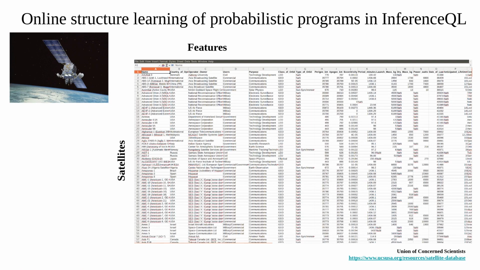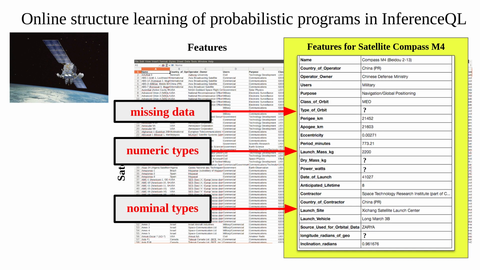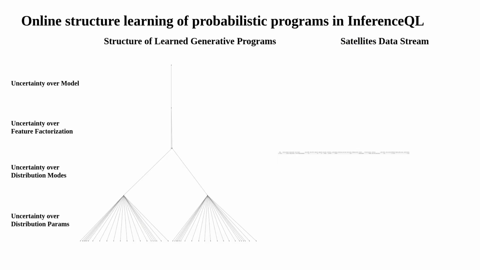Unlike traditional probabilistic programming systems, InferenceQL, if provided with a data table, automatically learns probabilistic programs modeling this data. The data here is from a citizen science project on Earth satellites. Every row is an Earth satellite, and columns are features about the satellites recorded by volunteers. This data is messy. It contains missing values, and it is heterogeneously typed.